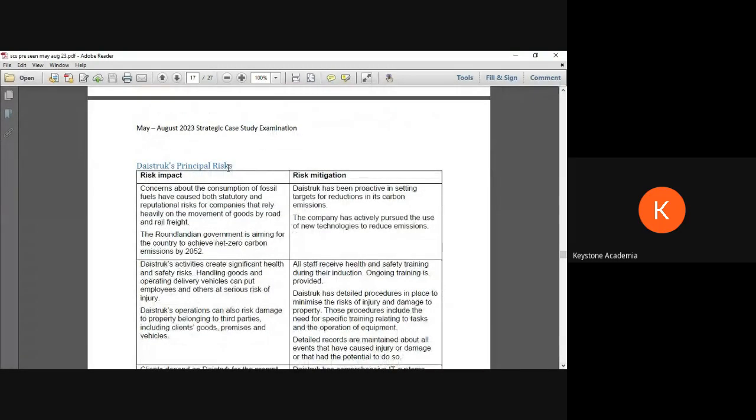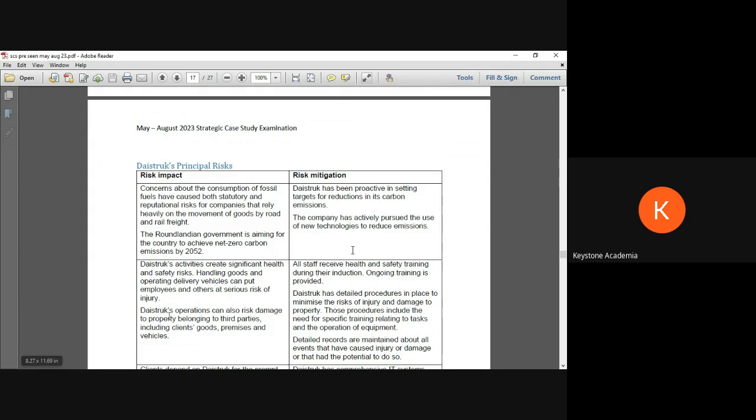So obviously for uncontrollable risks, we are just seeing what we can do, but in other places we are doing internal controls. For example, the Indian government is aiming for net zero by 2052. So the company has actively pursued using new technologies to reduce emissions. That's the control. Then DAISTRUK activities create significant health and safety risks. So what control can we do here? All staff receive health and safety training during their induction. Ongoing training is provided. Maybe, let's say, every 2-3 months they have to do another training. These are all examples of internal control.